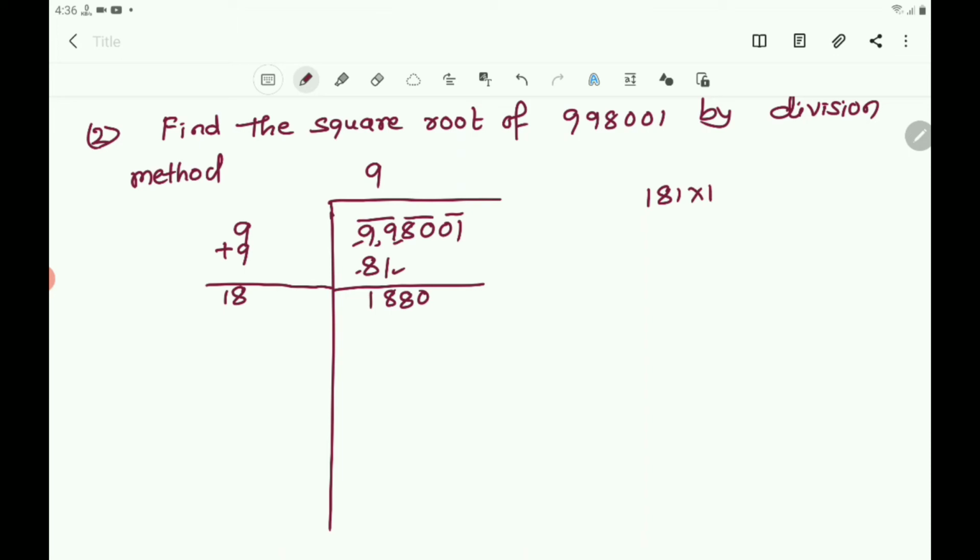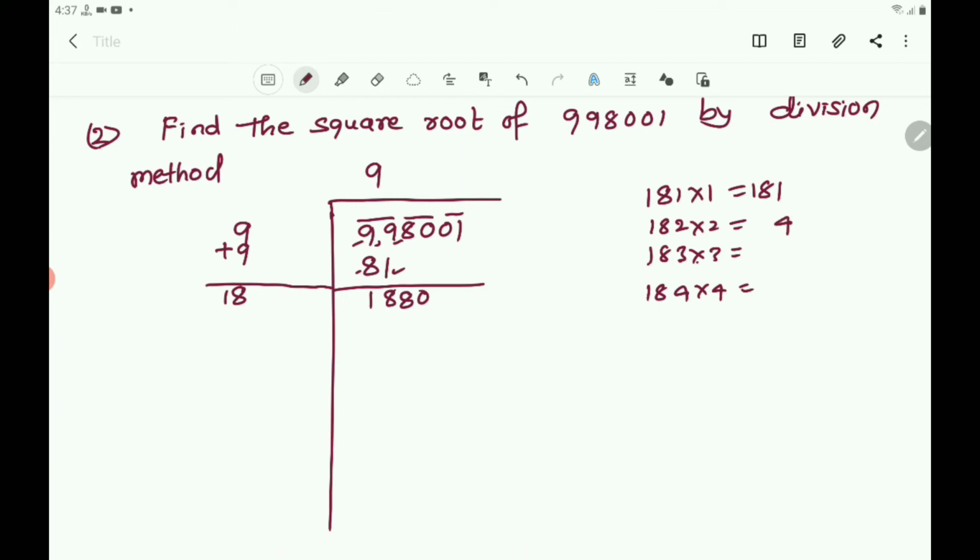181 into 1 you will get 181. Now here 1880 is there, so try to get 189 into 9. Otherwise you need to take 182 into 8, 183 into 3. Here you must get the idea about this. And 184 into 4. Try to find the product.